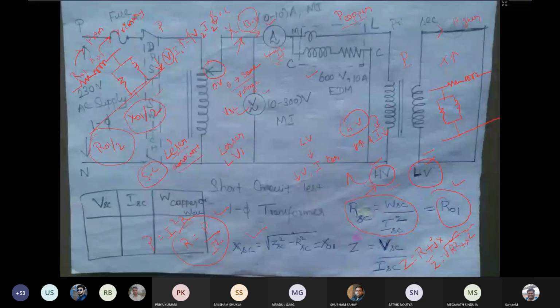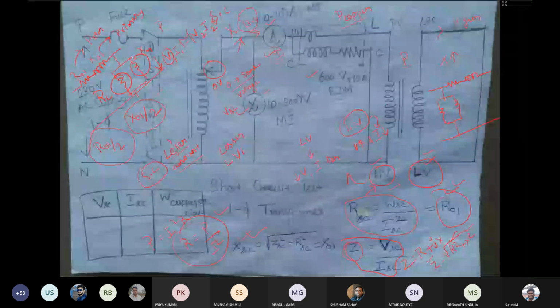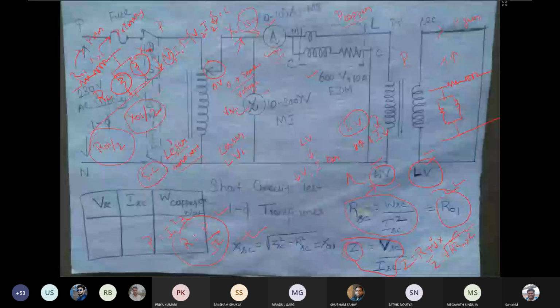How can we find Z? Z can be given by V divided by I. This is an AC circuit, so V divided by I will give this Z. Now what have we obtained? We have obtained this R01 and X01 from the short circuit test. From the open circuit test, we have obtained the shunt elements, this is RC and XM. These two things we obtained using the open circuit test. So these two values we'll be using for our further work.